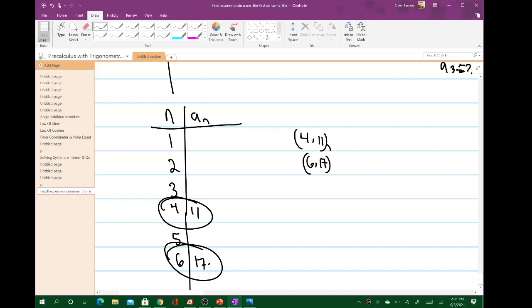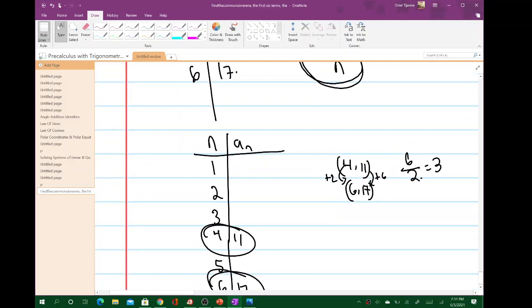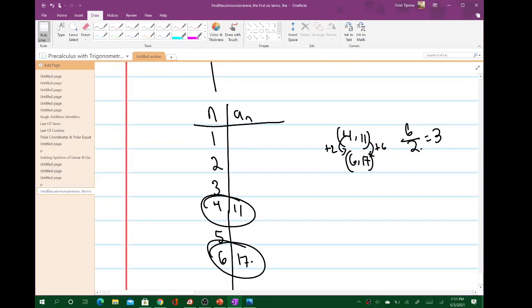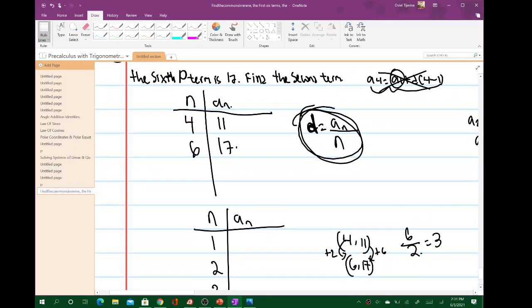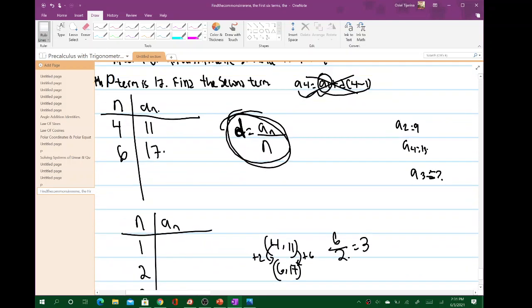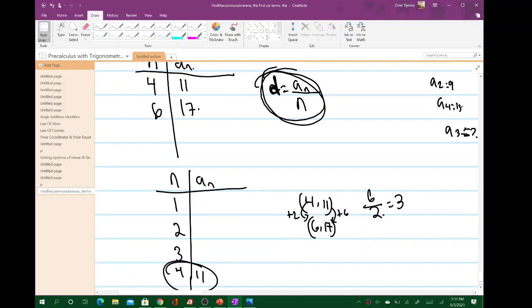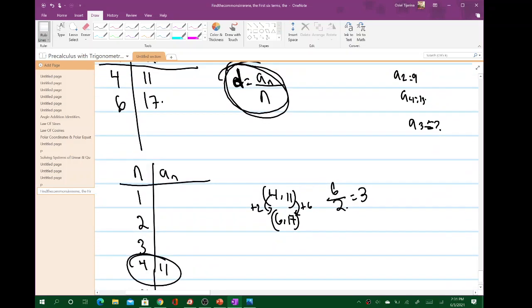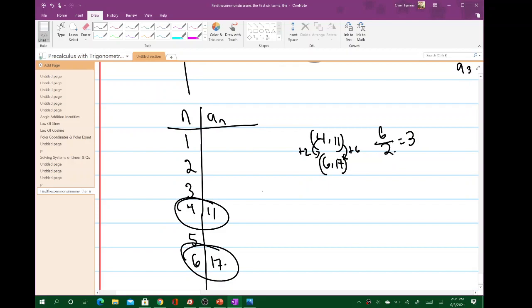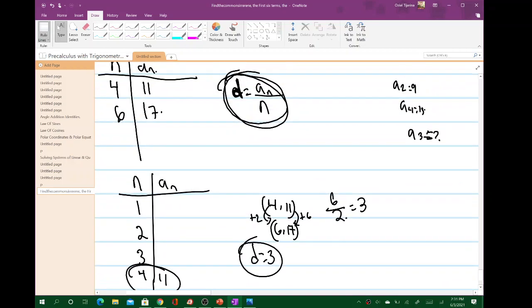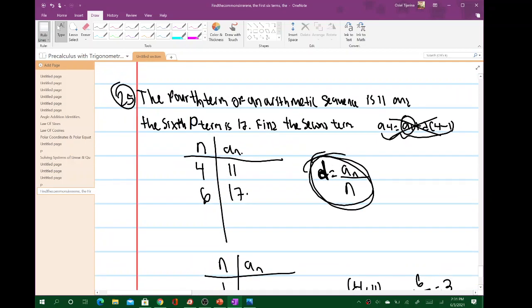Okay, so it's going to be 6 over 2, which is just 3, right? And let's see, hold on. Give me 1 second. So, you know that basically the common difference is 3. D equals 3. That's what it is. It's really just the slope of these two, okay? If you think about this in terms of a linear equation.